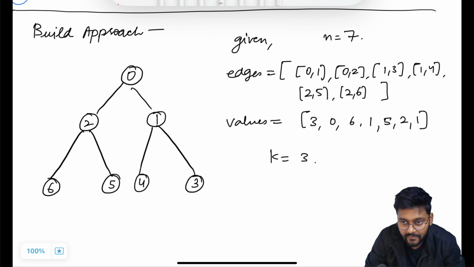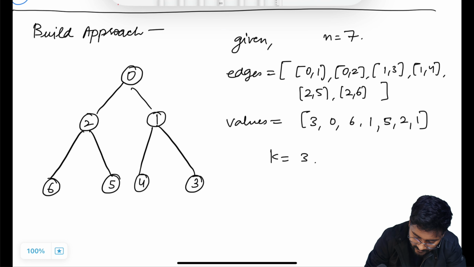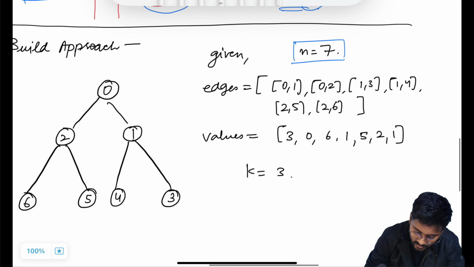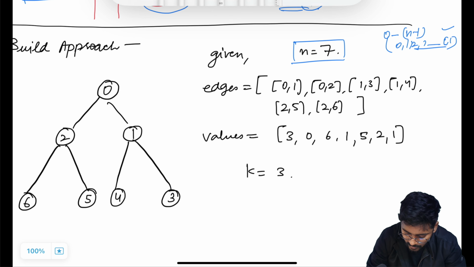Now we will try to build our solution, and we will be building it on this example. In this example, we are given these values, where the first one is n. N is the number of nodes in the given tree. The number of nodes is n, and the nodes are labeled from 0 to n minus 1. So 0, 1, 2, 3, 4, 5, 6. Okay, that's fine.